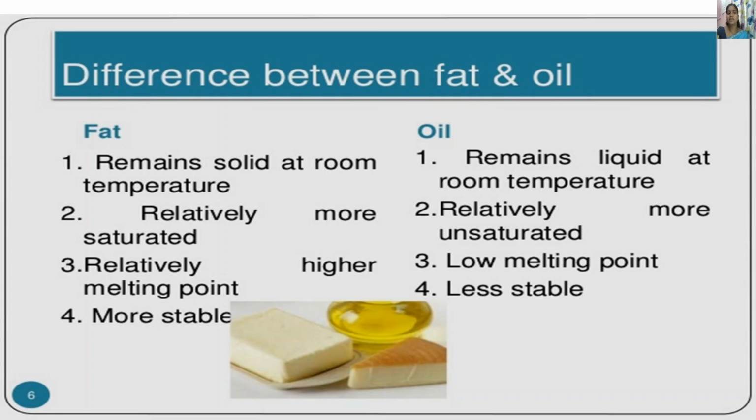Fats are soluble in organic solvents and are more stable. Oils are also soluble in organic solvents, but they are less stable.